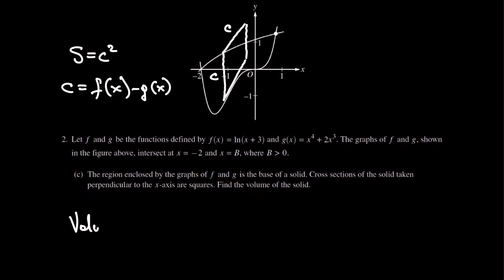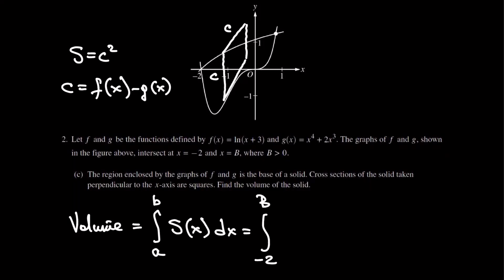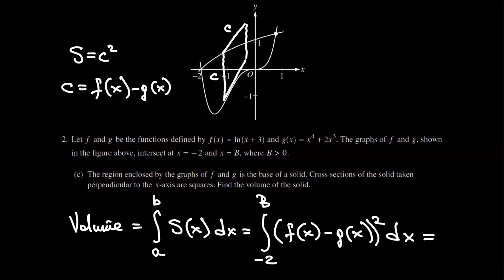The volume of this solid is equal to the integral from the lower bound a to b of the area function S of x dx. And so in our case, it's an integral from -2 to capital letter B that we calculated before of the function f of x minus g of x, squared, dx. And so let's pull out our calculator and calculate this volume, this integral.